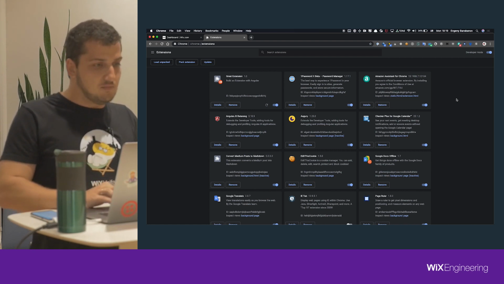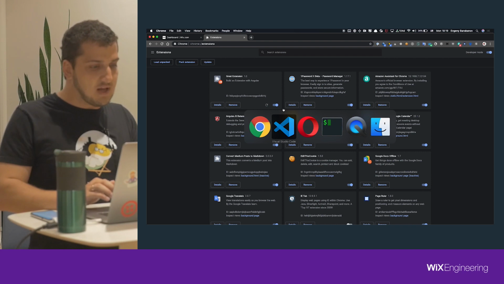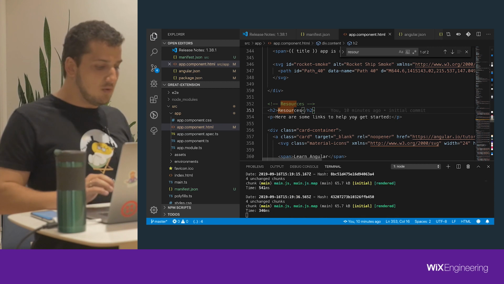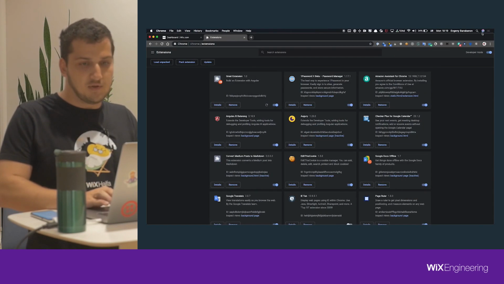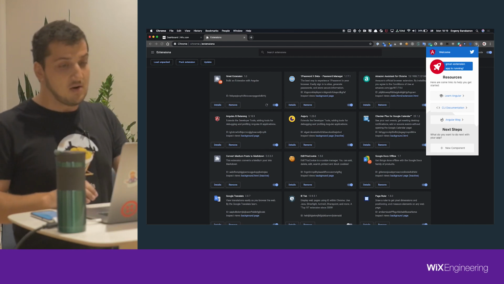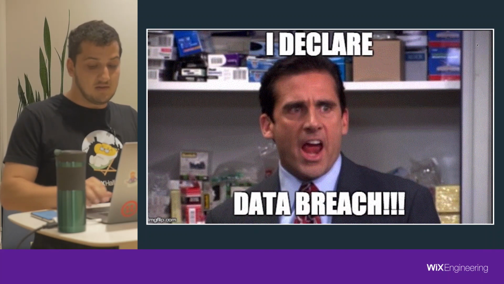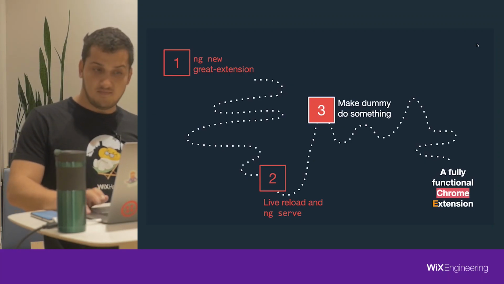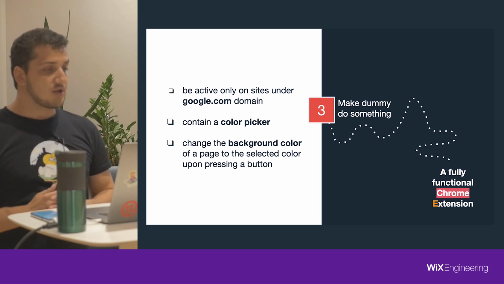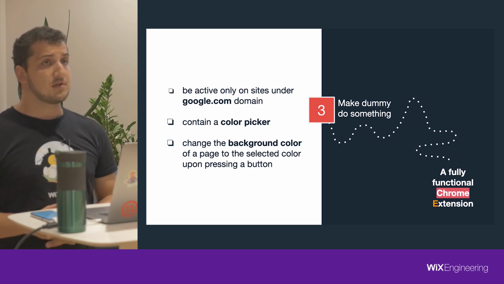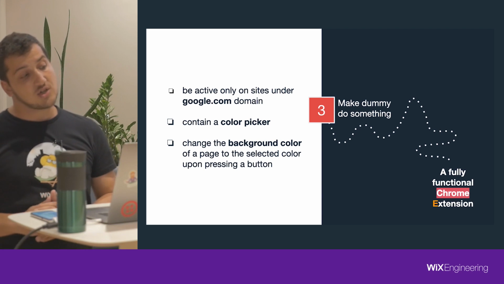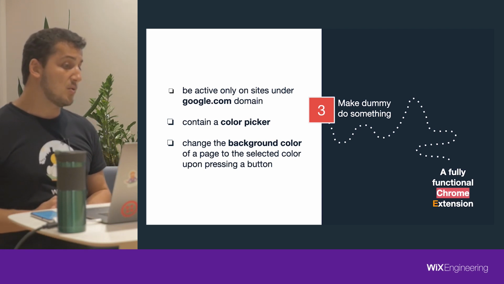We're going to talk about background script live reload a bit later. And for now, we have this beautiful extension, which basically does nothing. So we want it to do something. Let's first define what we want it to do. Most extensions are active in certain circumstances, and we're going to enable our extension only on sites under the Google.com domain.